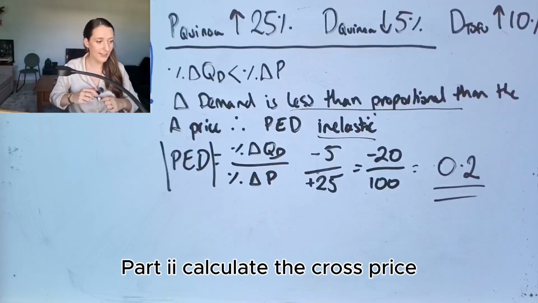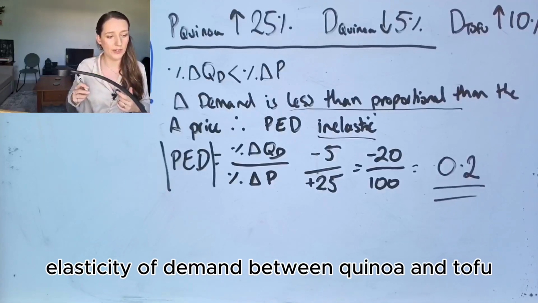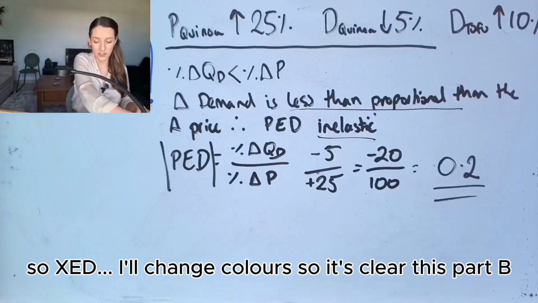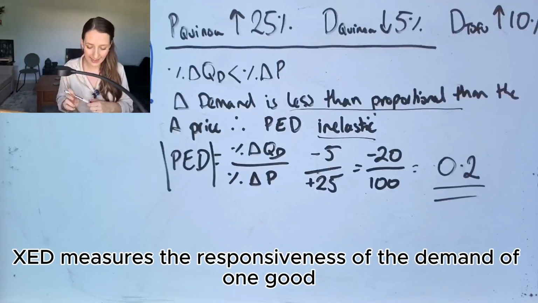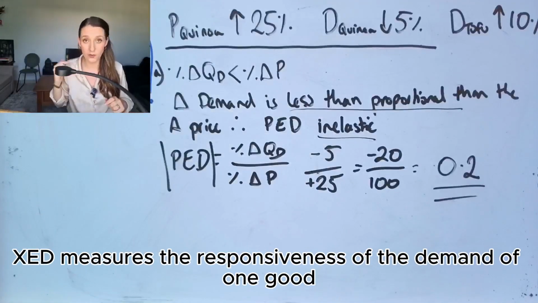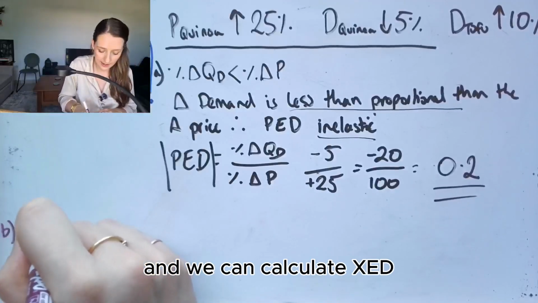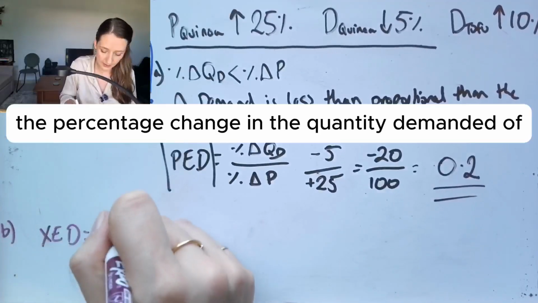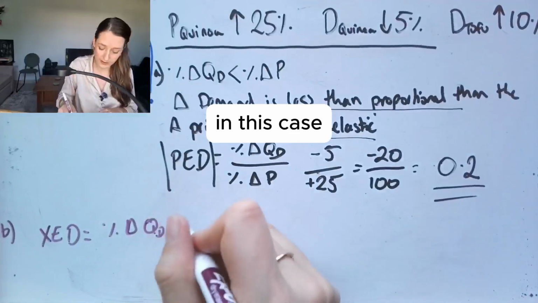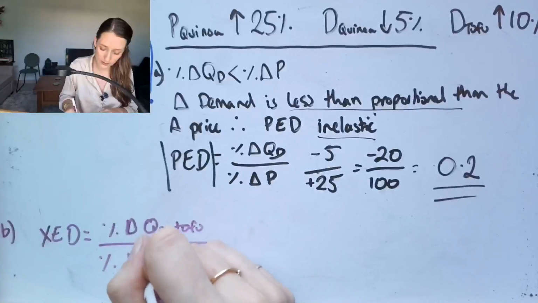Part B, calculate the cross-price elasticity of demand between quinoa and tofu. So XED, change colors, so it's clear this is part B. XED measures the responsiveness of the demand of one good to a change of price of another good. And we can calculate XED by saying the percentage change in the quantity demanded of, in this case, tofu, divided by the percentage change of price of quinoa.